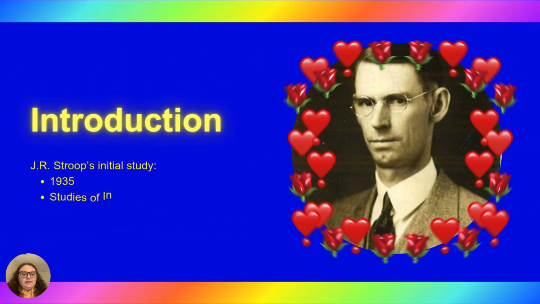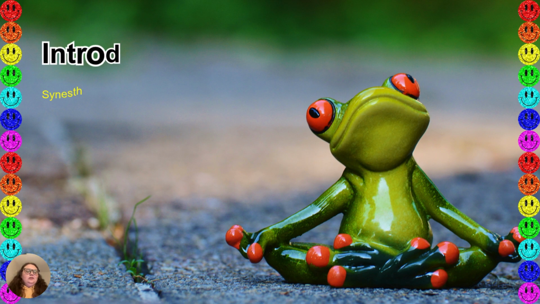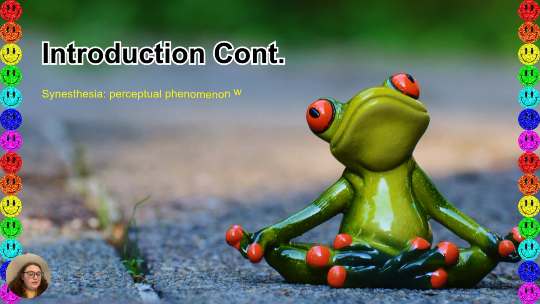So the introduction. It is J.R. Stroop's initial study from 1935 called Studies of Interference in Serial Verbal Reactions. And basically it's naming the word you read and then naming the color of the ink. So they found interference in the second task. And they were like, whoa, interference, what does that mean? And it just has grown from there.